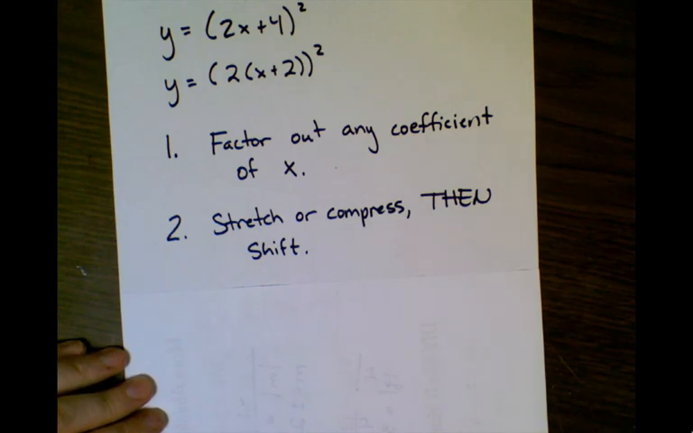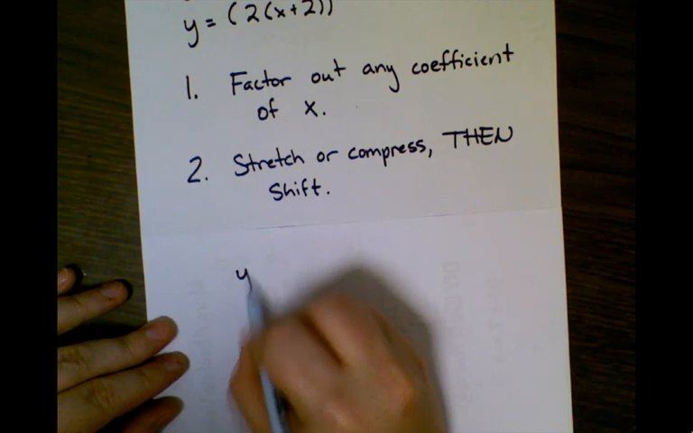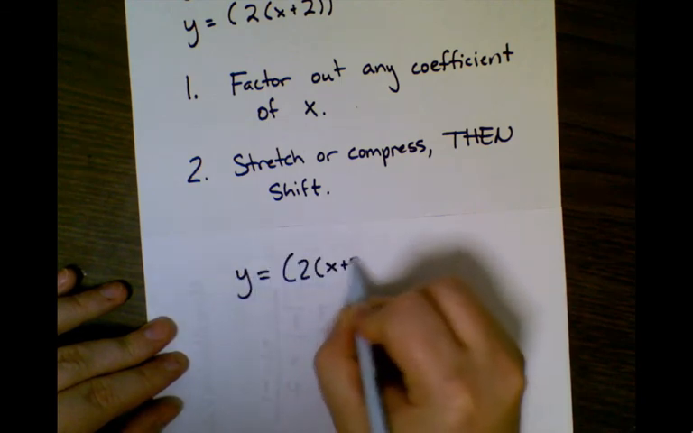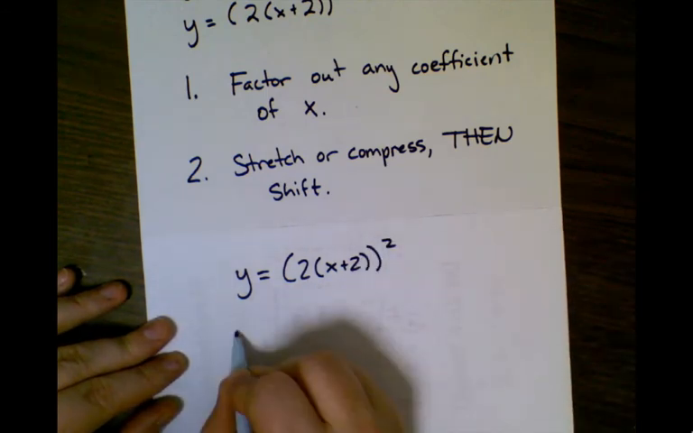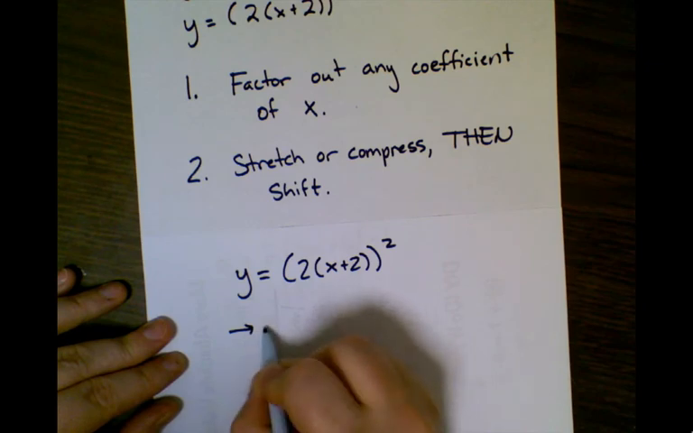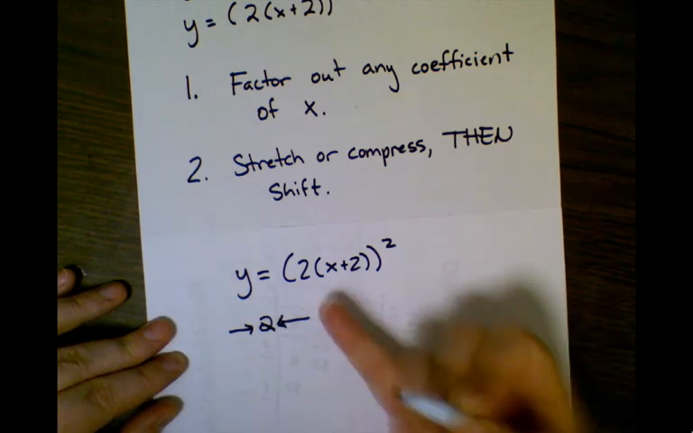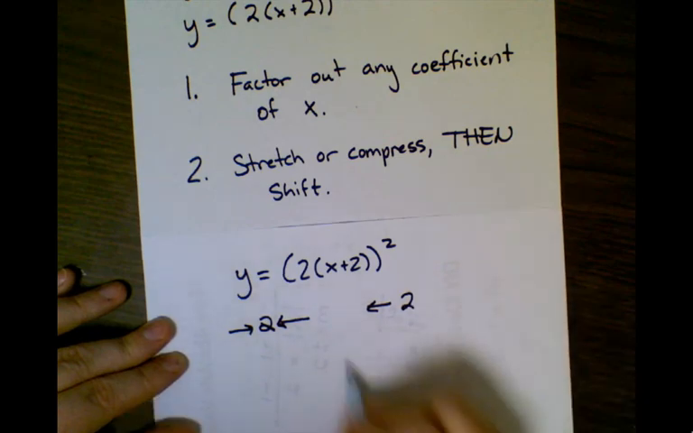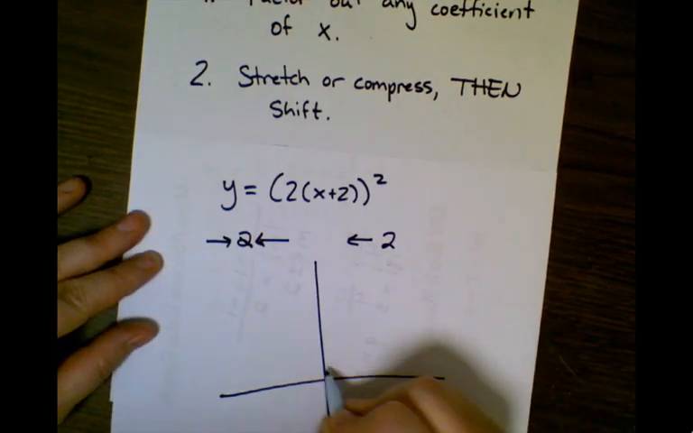So what would this look like for this function? Well, we've already factored it. So y equals 2 times the quantity x plus 2 all squared means that first we're going to horizontally compress our x by 2, or cut it in half. Remember, x's are backwards, and we're going to scoot left 2 places. Wow, it would be nice if I could draw a straight line. Oh well.